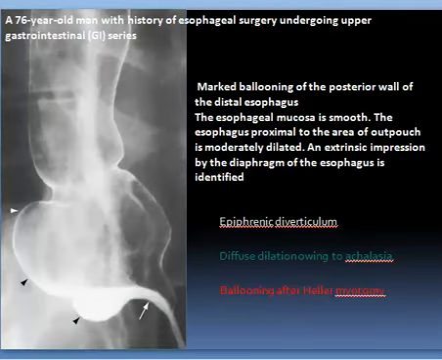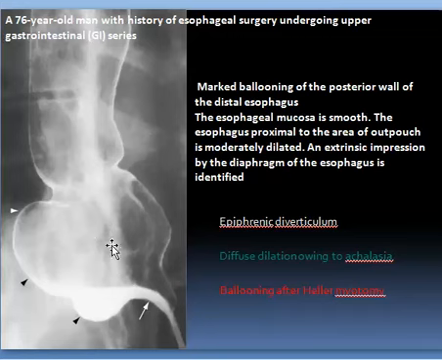This is a 76-year-old man with a history of esophagus surgery undergoing an upper gastrointestinal series, where we find marked ballooning of the posterior wall of the distal esophagus. This is the esophagus, this is the distal part of the esophagus, and this is the posterior part of the distal esophagus, markedly ballooned. The mucosa is smooth, and the esophagus proximal to the outpouching is moderately dilated, as you see here. An extrinsic compression by the diaphragm on the esophagus is identified here.